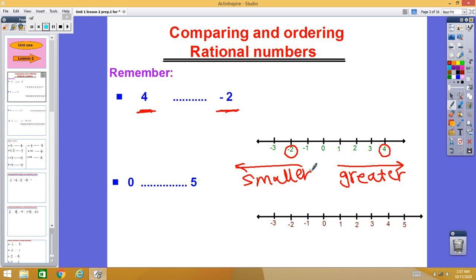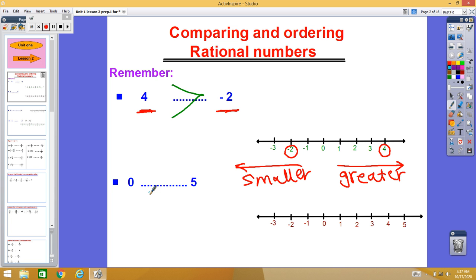So here number 4 is to the right and number negative 2 is to the left. So for sure number 4 is greater than number negative 2. So we can deduce that any positive number is greater than any negative number. The second one, if we have number 0 compared to number 5.